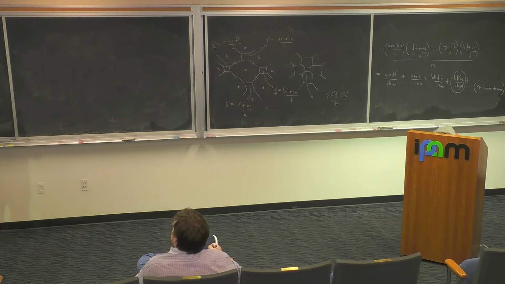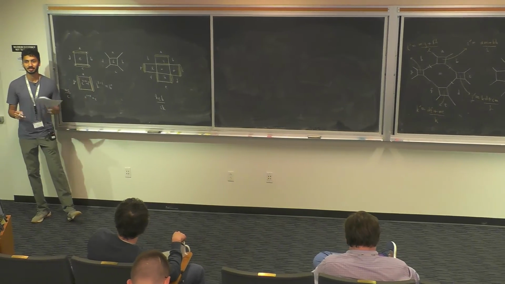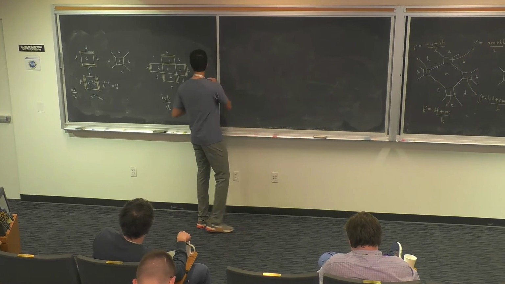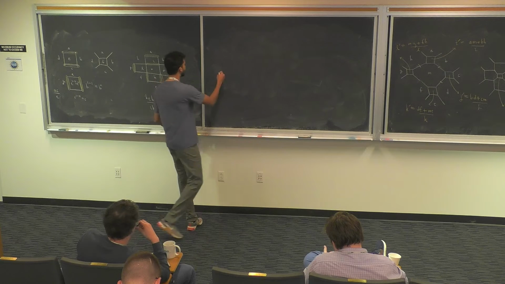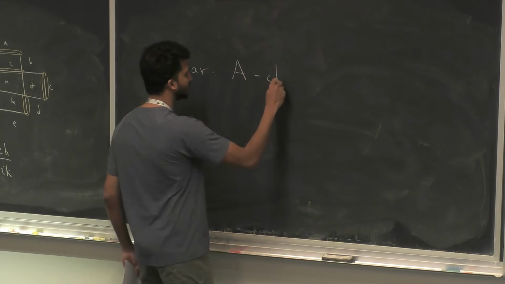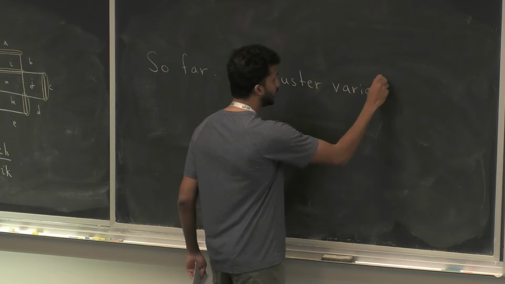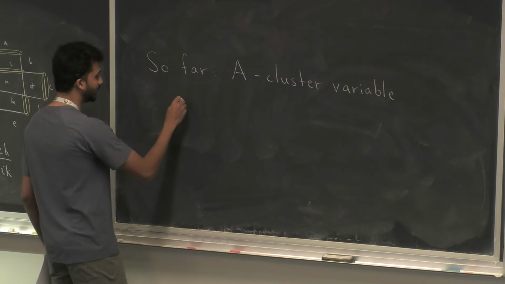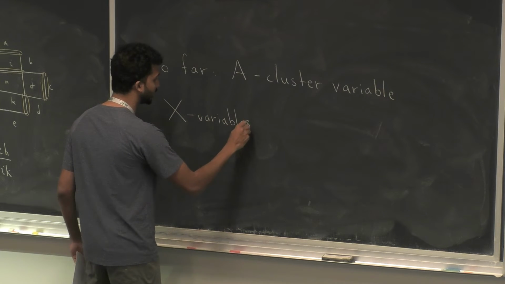So all of this story was about cluster variables of one type, and there's actually two different types of cluster variables that people study. These are called A and X by Fock and Goncharov, and all of the story that we've seen about cluster algebras has been about the A cluster variables. These are the variables that transform like the Plücker relation or the octahedron recurrence. But there is another story which is kind of dual, called X cluster variables.